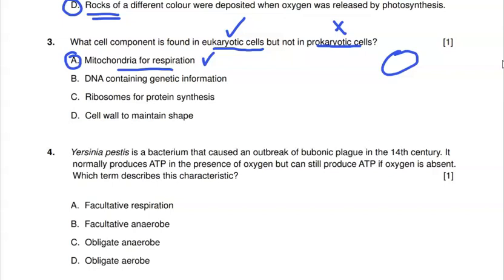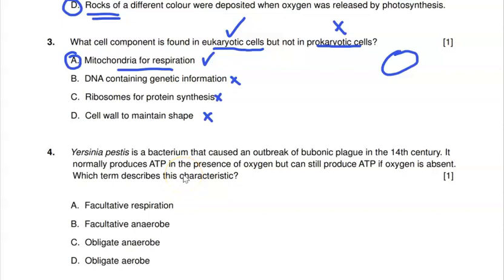DNA containing genetic information is not, they both have that. Ribosomes, they both have those, although different sizes. Cell walls to maintain shape. Plant cells and prokaryotic cells both have cell walls, so this isn't going to work. So 3A is our best fitting answer.